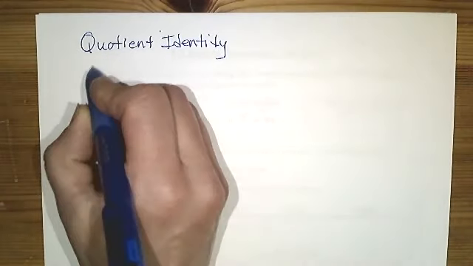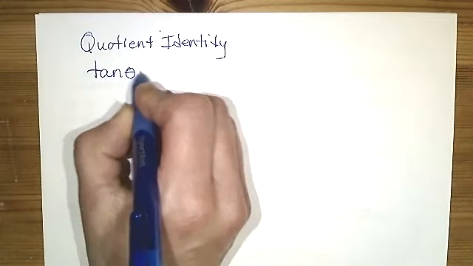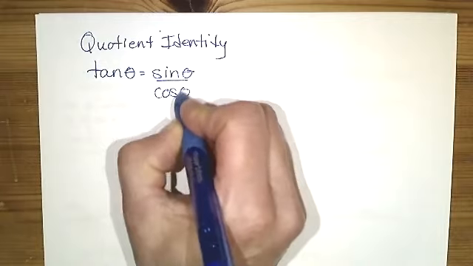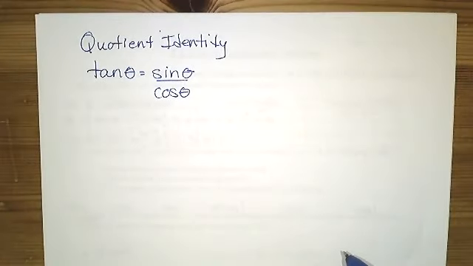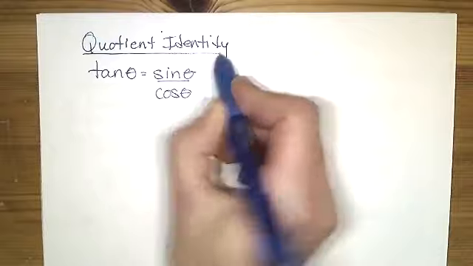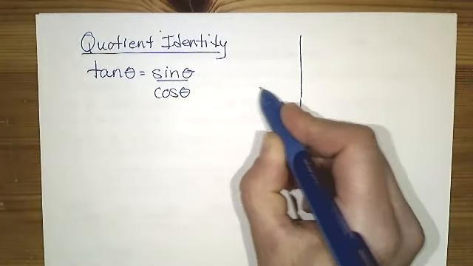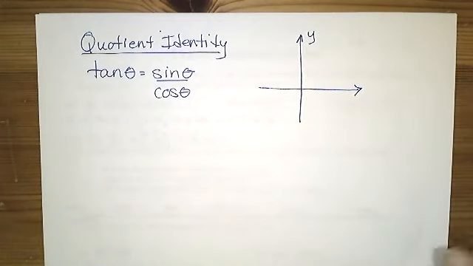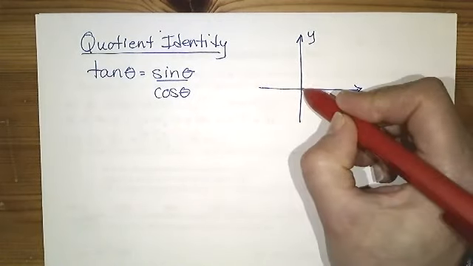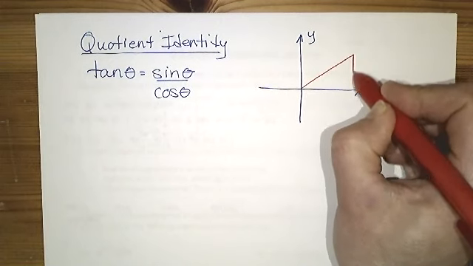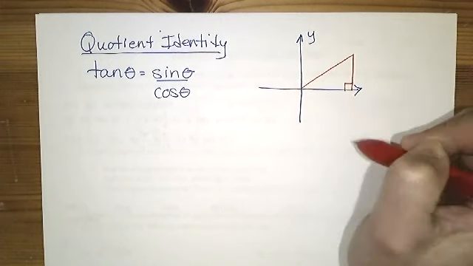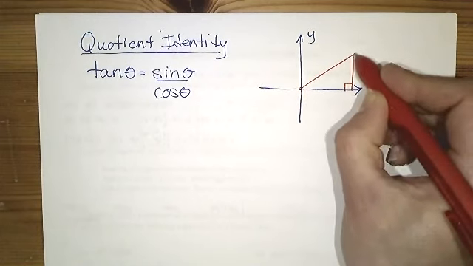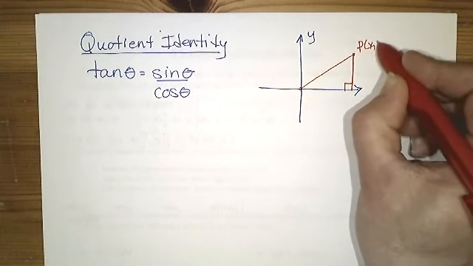And the quotient identity is stated as tan theta is equal to sine theta divided by cos theta. So how do we know this is true? Well, we're going to start with our coordinate axes. And we're going to draw a terminal arm here in quadrant 1. And we know from previous videos that this is our point, and it's x and y.